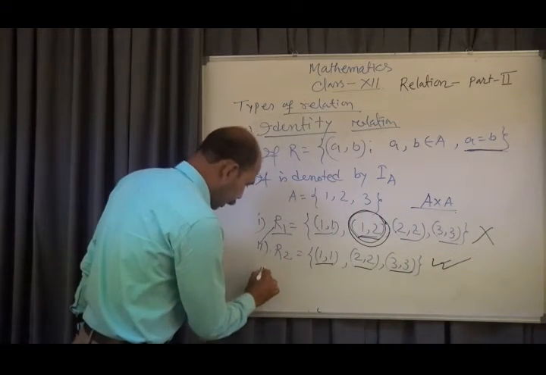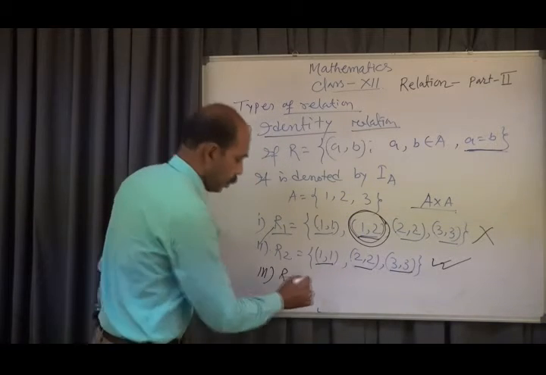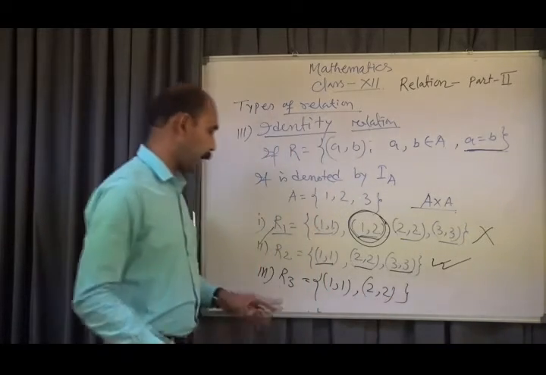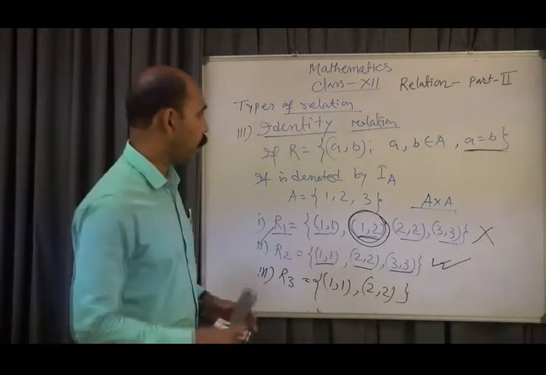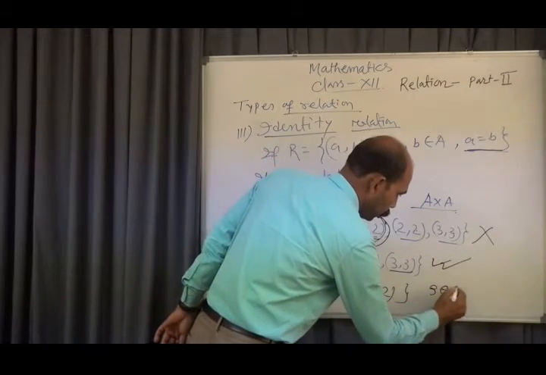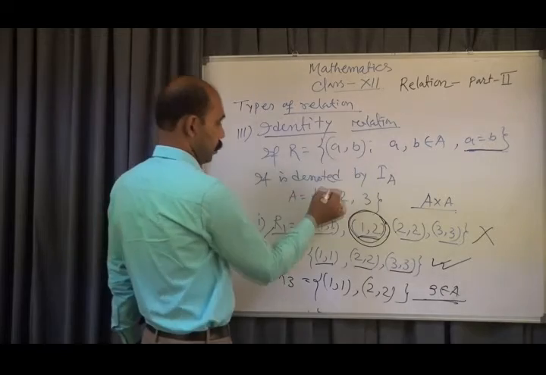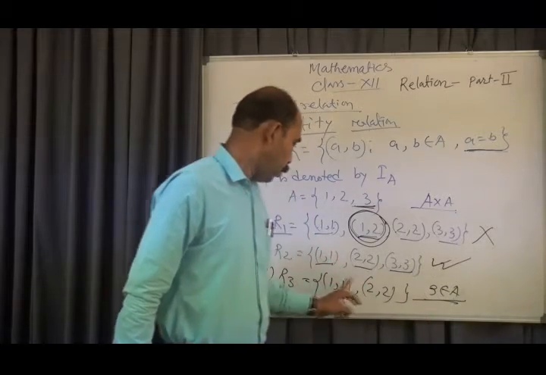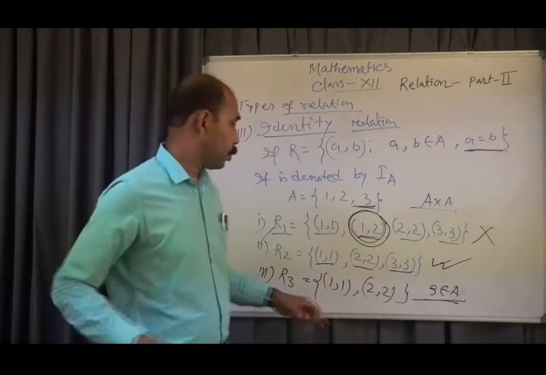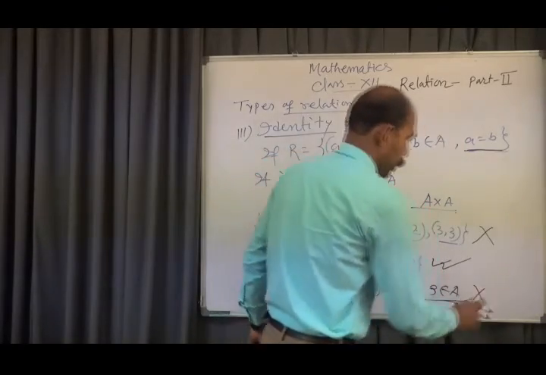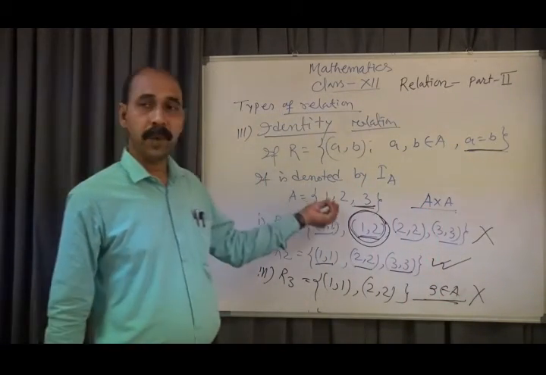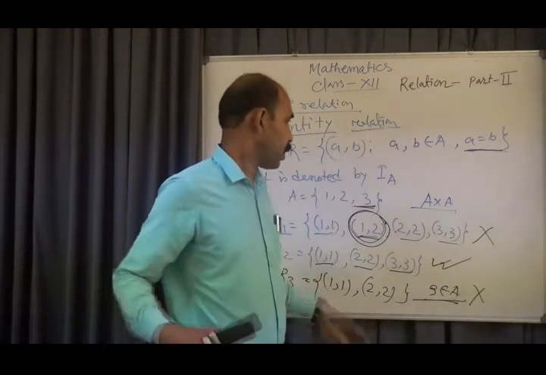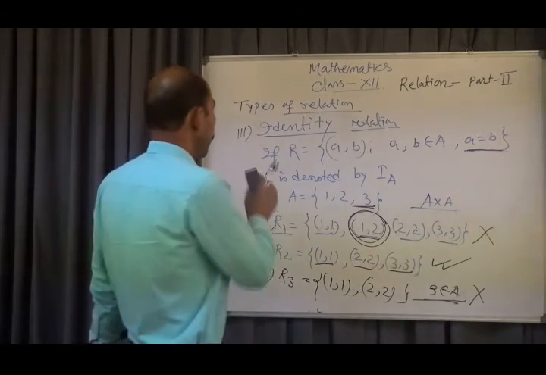Now, if I take another example, say R3 equals {(1,1), (2,2)}. In this case, is it an identity relation? No, because 3 is an element belonging to A, but it has no identity pair in R3, so it is not an identity relation. So in this way, using examples, you will understand the identity relation. This is the third one. Next.